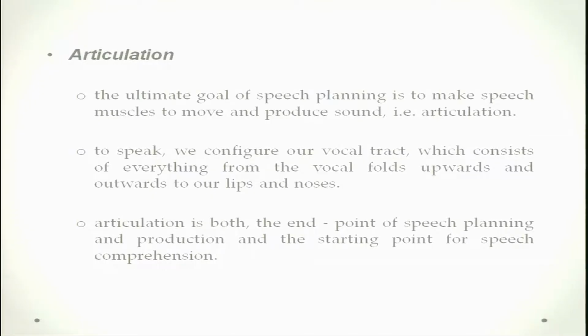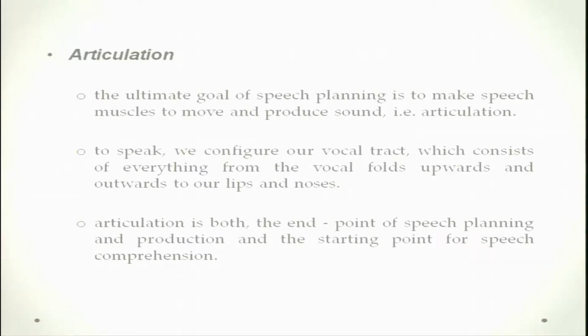What is articulation? Until this point I was talking about speech planning. The ultimate goal of speech planning is to make the speech muscles move and the listener hear whatever sound is coming out. This aspect is called articulation. To be able to speak, we have to configure our vocal tract, which consists of everything from the vocal folds upwards, from the neck to our lips, nose, teeth, tongue and everything. Articulation is both the end point of speech planning and production and the starting point for speech comprehension. From speech planning, you created the sound. For a listener, this is the beginning point of speech comprehension.